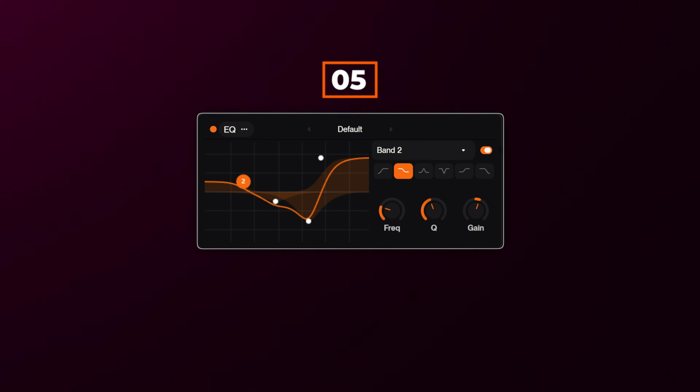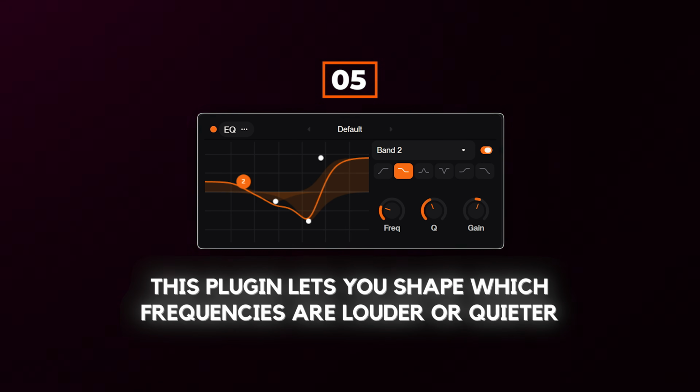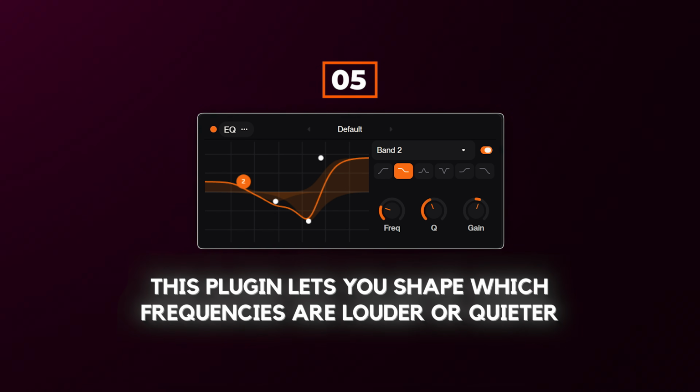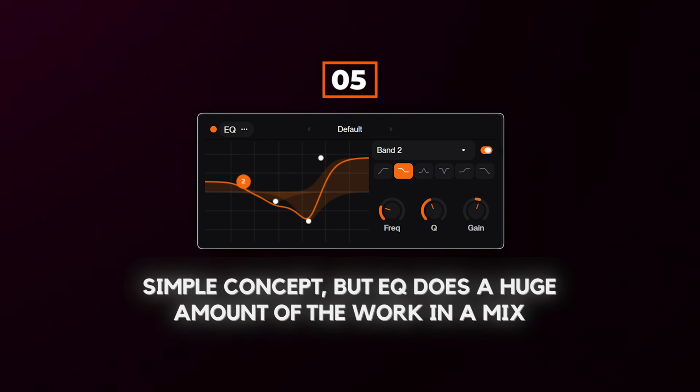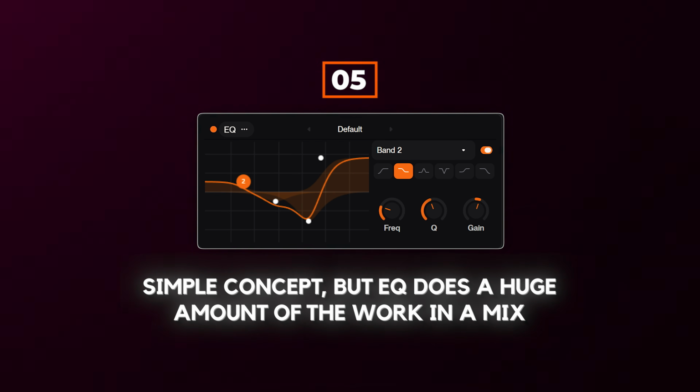Next is EQ. You probably already know this one. Studio even has a separate EQ section under clip settings. But this plugin gives you another way to shape which frequencies are louder or quieter. Cut some low end, brighten up the highs, or pull out one annoying frequency that's getting in the way. Simple concept, but EQ ends up doing a huge amount of the real work in a mix.